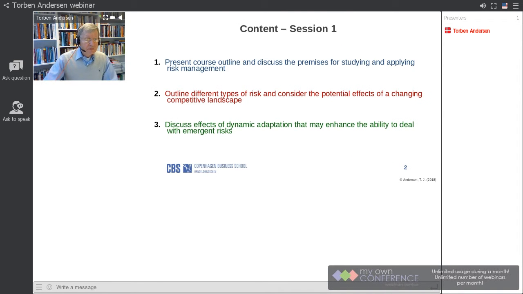In this session, we will talk first about the course outline and we will discuss the premises for studying and applying risk management in different ways in practice. Then we'll outline the different types of risk and consider the potential effects of a changing competitive landscape. Then we'll discuss the effects of dynamic adaptation that may enhance the ability to deal with emergent risks that occur around us.